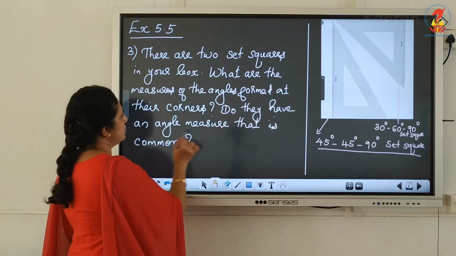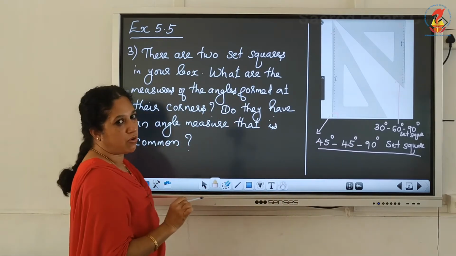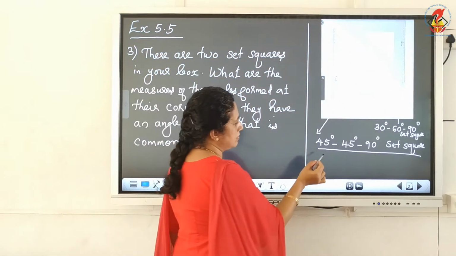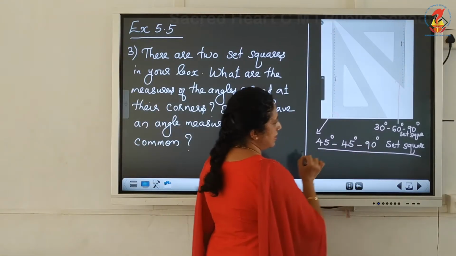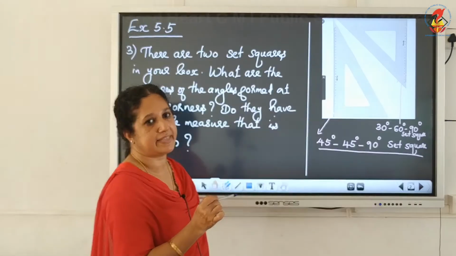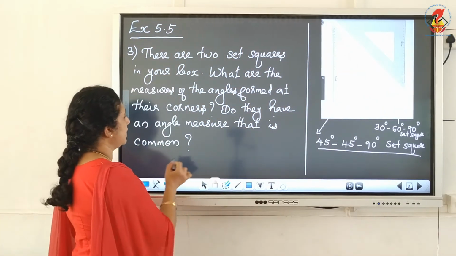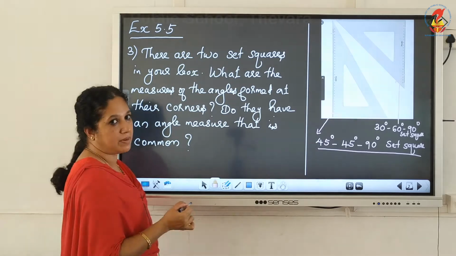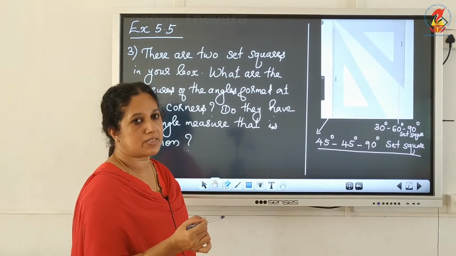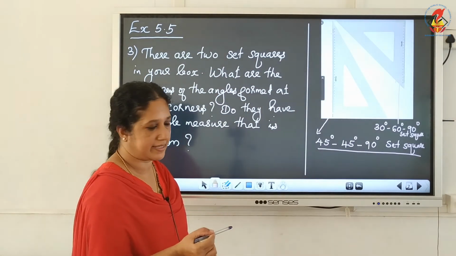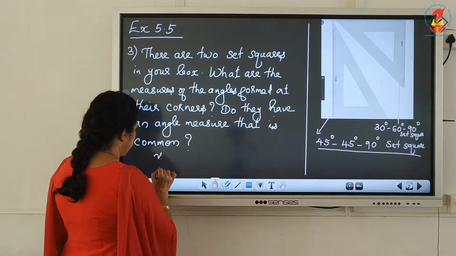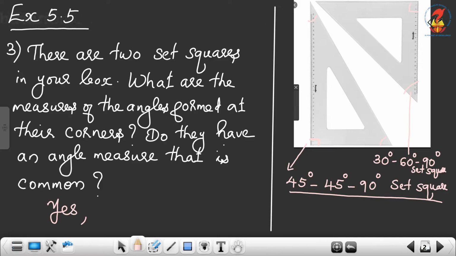Then, do they have an angle measure that is common? Now look at the measures. Which angle is common here? 90 degrees. So, do they have an angle measure that is common? Yes. What is the common angle measure? 90 degrees. So we can write yes, and the common angle measure is 90 degrees.